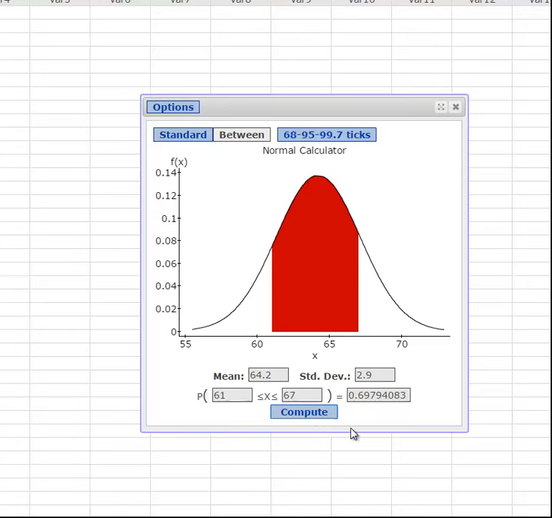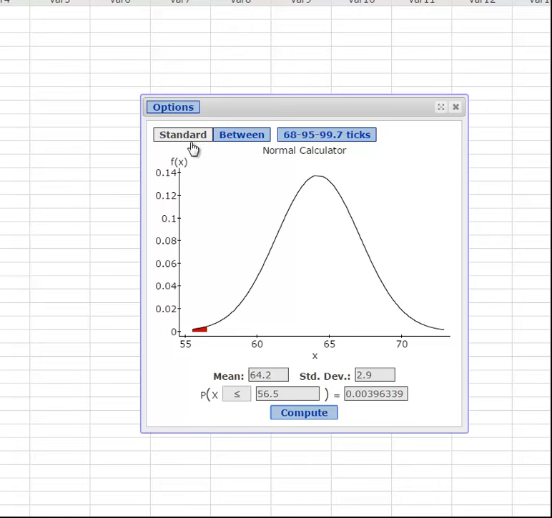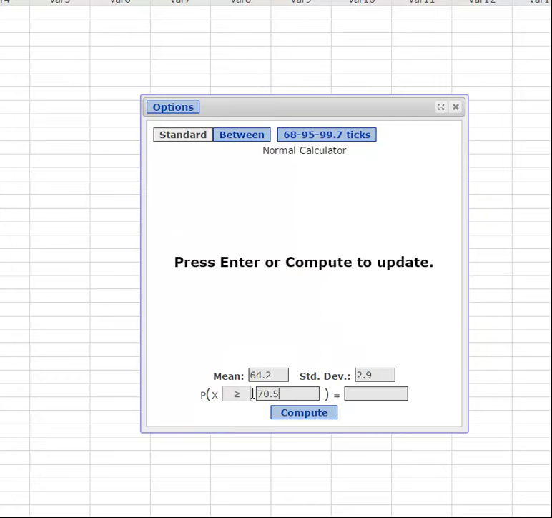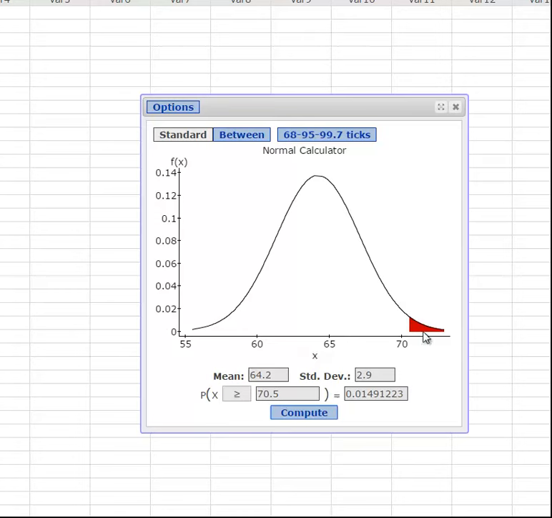Last but not least, part C was asking for the probability of randomly selecting a woman with a height more than 70.5 inches. So I want to go back to standard because I'm not looking at a compound inequality, and I want to change that to greater than. What was that value? 70.5. It's looking for that upper tail shaded area there, and again that's a really small probability. We would consider that unusually tall since that probability is less than 0.05.